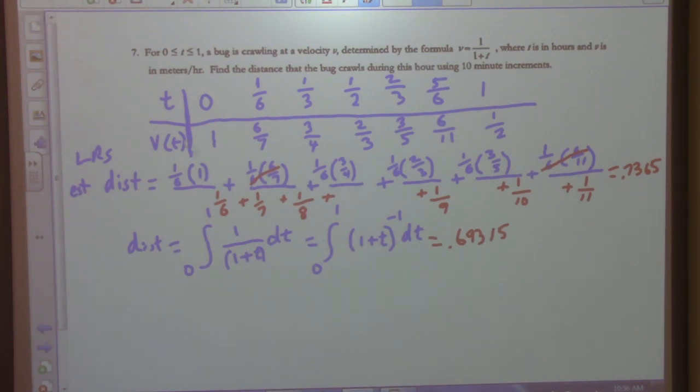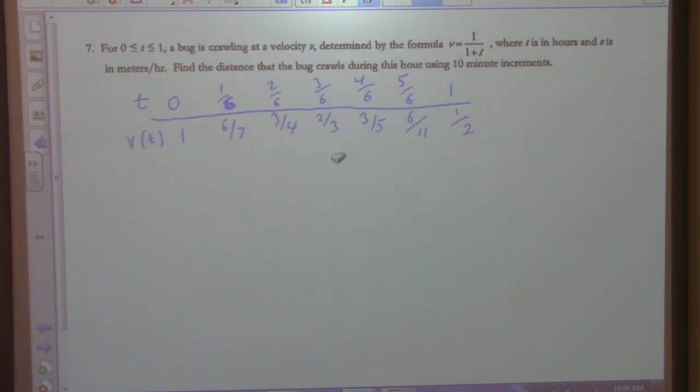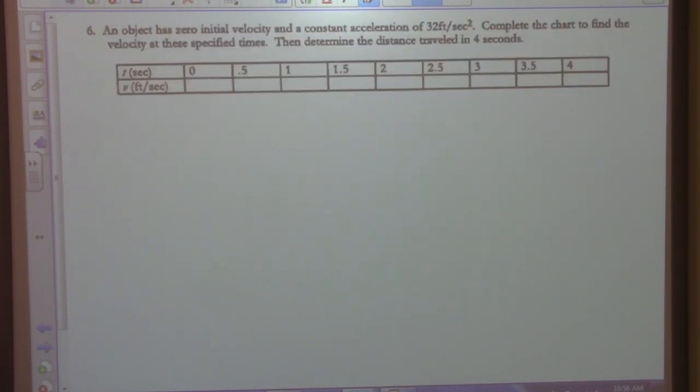So let's go on here, erase this piece first. I just thought that problem was kind of a little bit interesting. I thought it was cool. I like bugs. You like bugs? Yeah, I'm afraid of ladybugs. Don't even get me started.